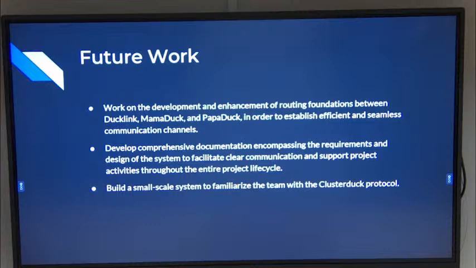And additionally, we'll be developing comprehensive documentation encompassing the requirements and the design of the system, to facilitate clear communication and support between the various activities. And as mentioned, we'll have a small-size version of the RL system so we can familiarize ourselves with the cluster dock protocol, which is the protocol used with the LoRa for communicating between the different docks.